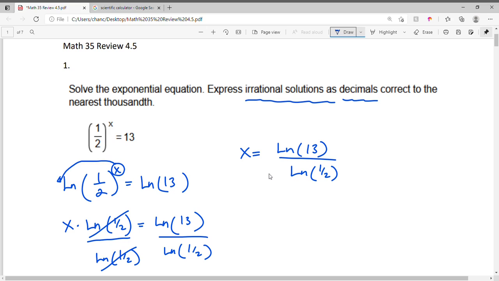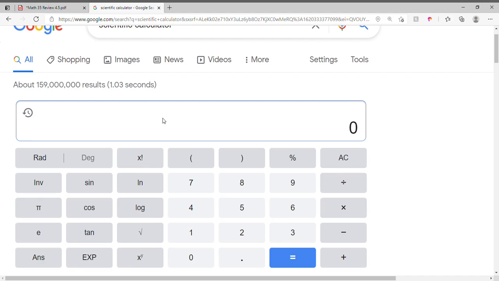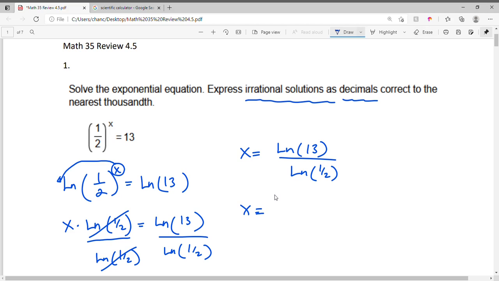We can enter this now into a calculator, and we should get our solution. We'll enter the natural log of 13, close the parentheses off, and divide it by the natural log of 1/2. And this will give us our solution, -3.700. Our solution is -3.700.